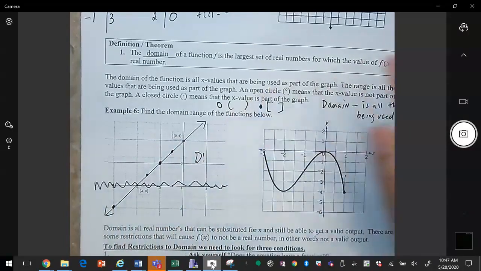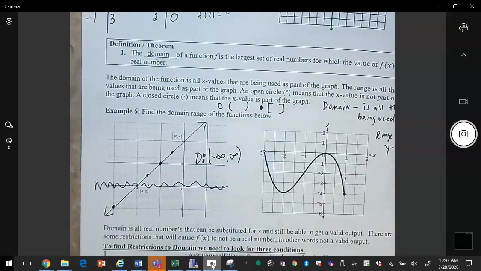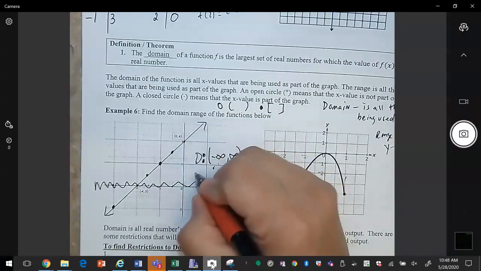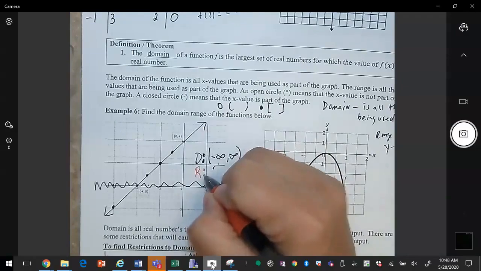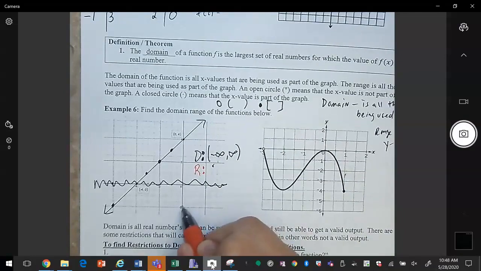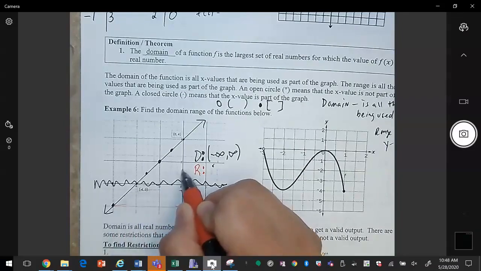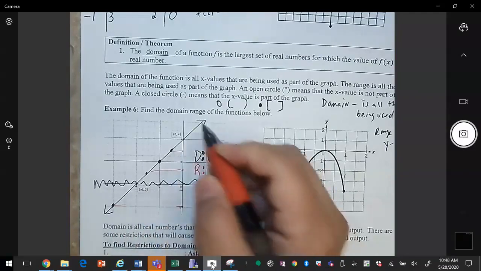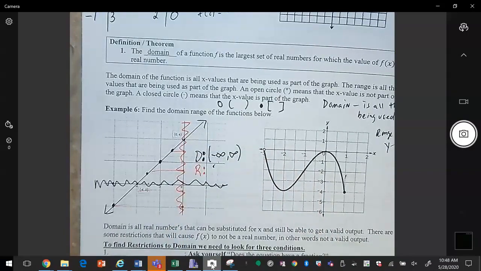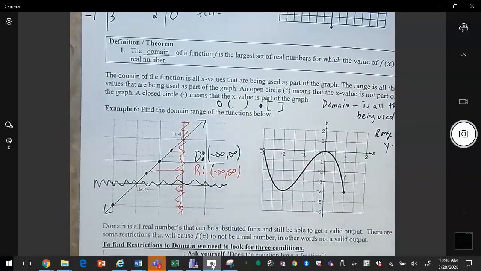And so this is going to go on forever. So we say that the domain is -infinity to +infinity. You always want to write the smallest number first. Now for the range, it's all the y values. So you want to look at the y-axis. So if I pick this point here on the y-axis, notice that it is going to land on the graph. So no matter which one I pick, it's going to land. So for the range, you're looking at all the y-axis values that are being used. And in this case, it's -infinity to +infinity.